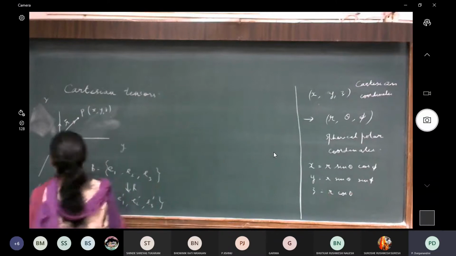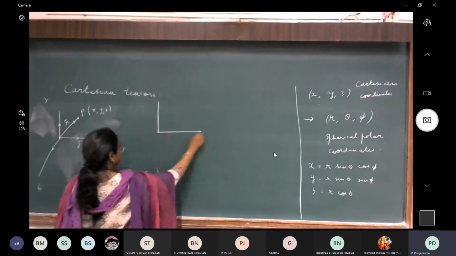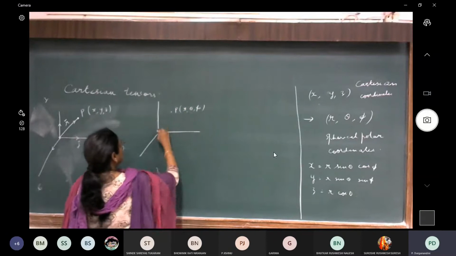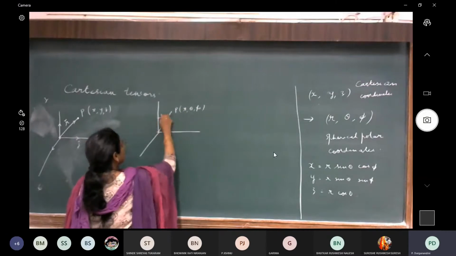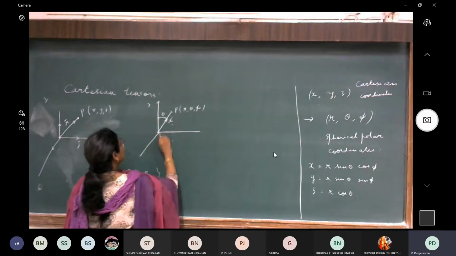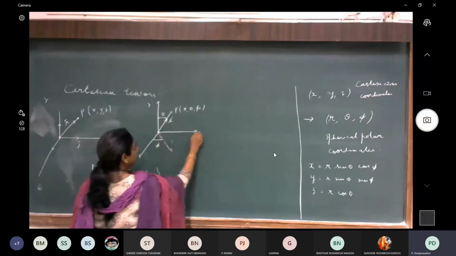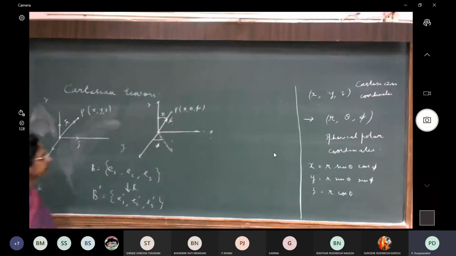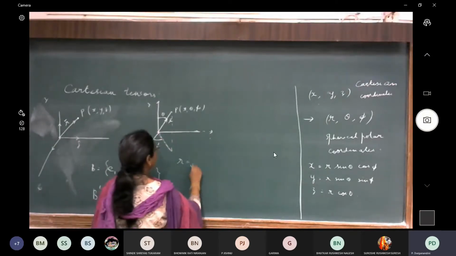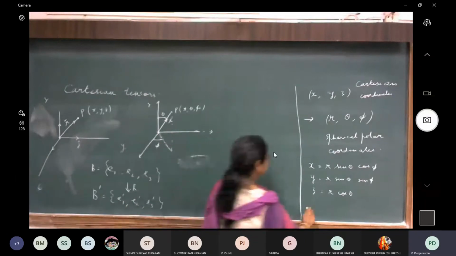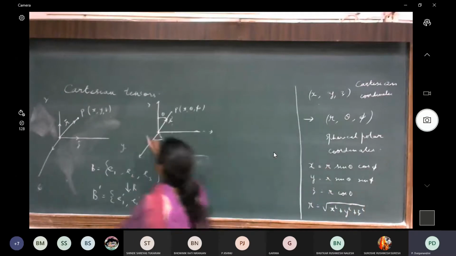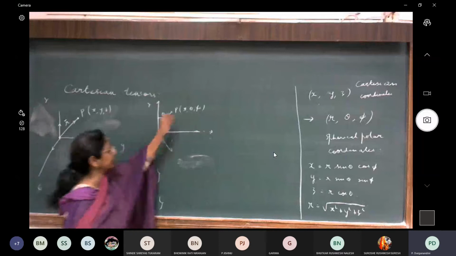So I've gone from this description to another description, where the point P is now represented by R, theta, phi. Here R is the magnitude of the R vector, theta is the angle it makes with the z-axis, and phi is the azimuth. So theta is the polar angle and phi is the azimuth. R is nothing but mod R. You have very often used this kind of spherical polar coordinates instead of Cartesian coordinates.